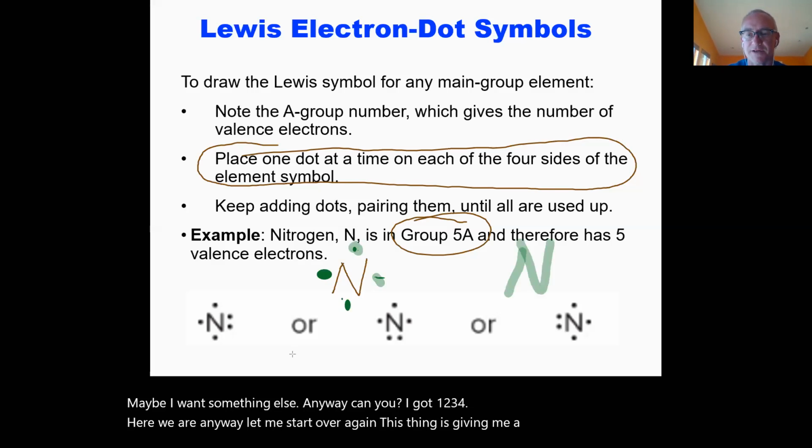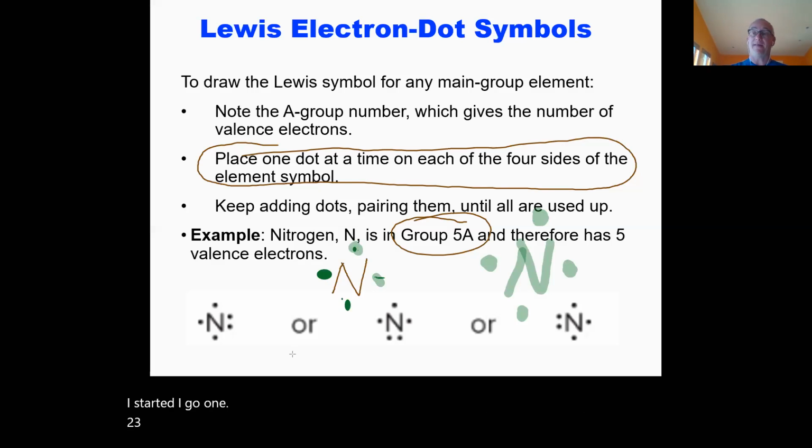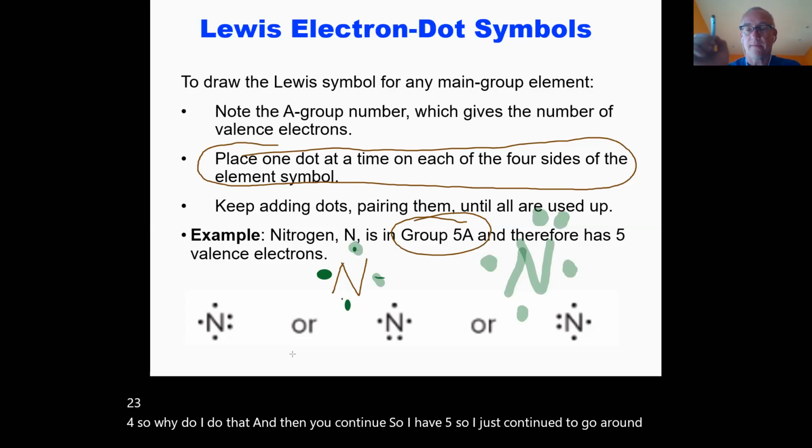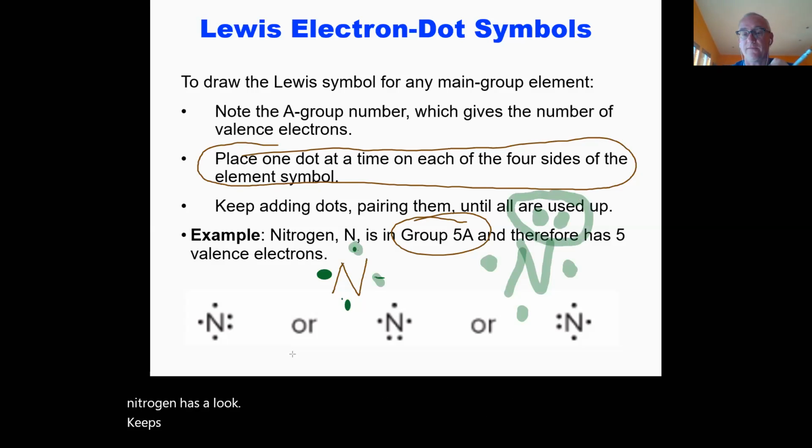So I got my nitrogen. I go 1, 2, 3, 4. So why do I do that? And then you continue. So I have 5, so I just continue to go around. I put my 5th one there. Okay? So why is it important to do it in that order? Well, we'll find out that nitrogen keeps a lone pair of electrons to itself and makes 1, 2, 3 bonds.